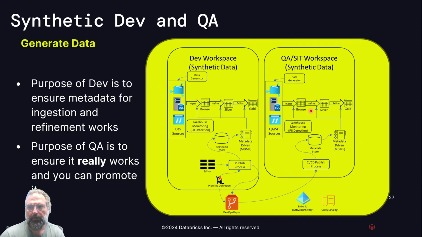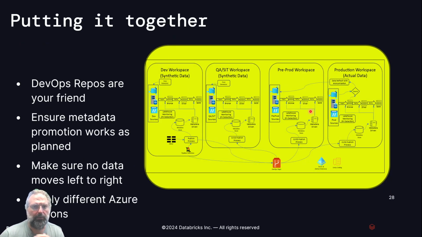In your synthetic environments, that's going to be your dev and QA/SIT environments. This is likely going to be made up with synthetic data, and the purpose of this environment is to do your data engineering activities that are necessary to perform data engineering. And this is making sure that when you go into QA, what you're testing is, can this really work? And does it work correctly?